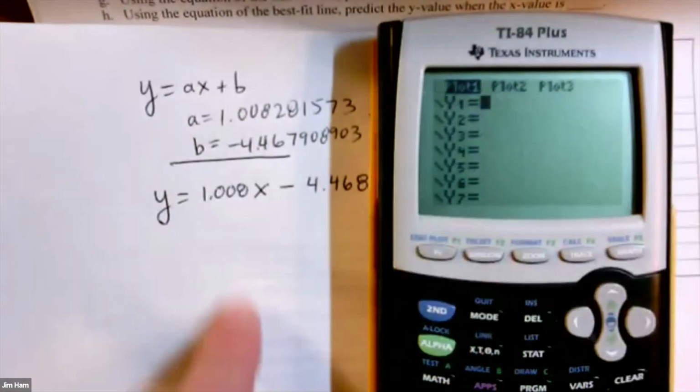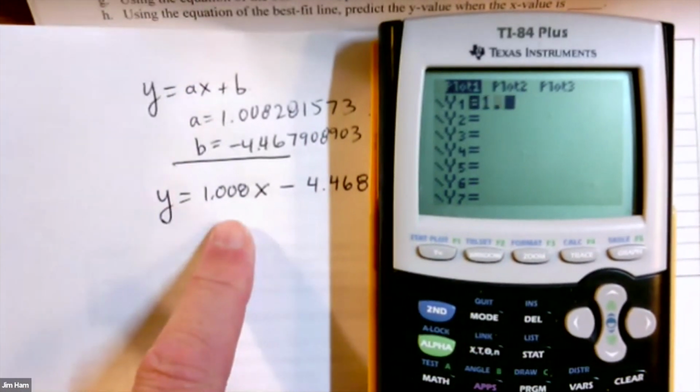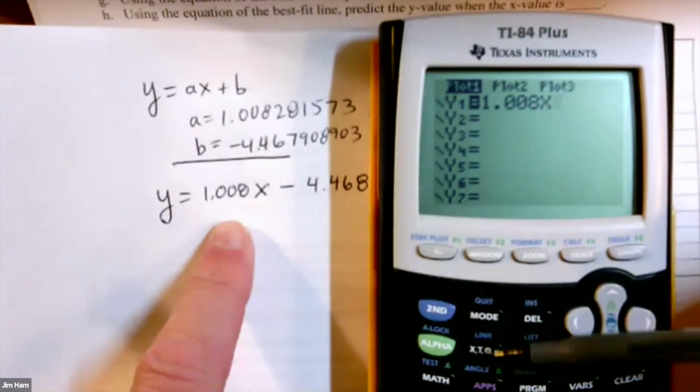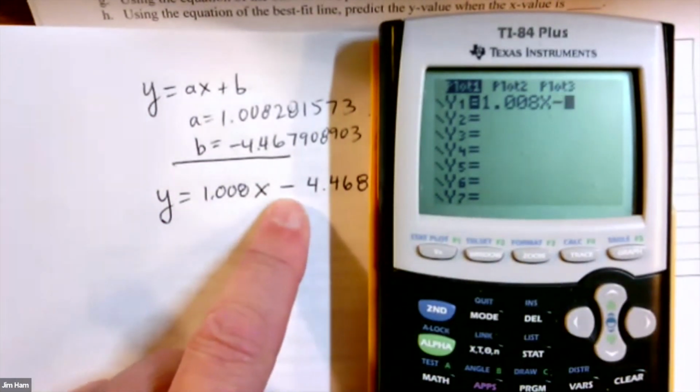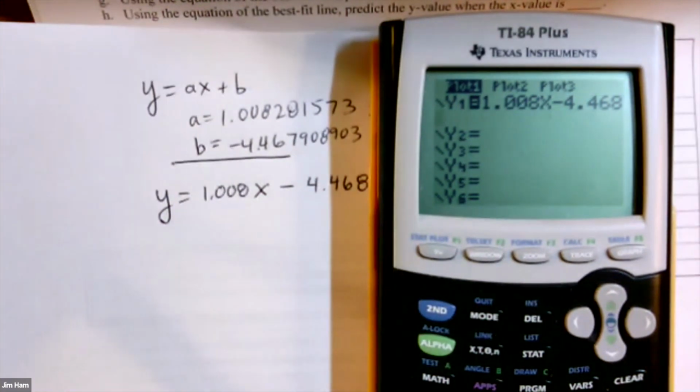And what we're going to do is enter in this equation. Y equals 1.008x. And the x key is right here, minus 4.468. Now the coefficients, the slope and the y-intercept, they're not nice, right? They're decimals rounded to 3 decimal places. But in most of our applications, that's going to be good enough.